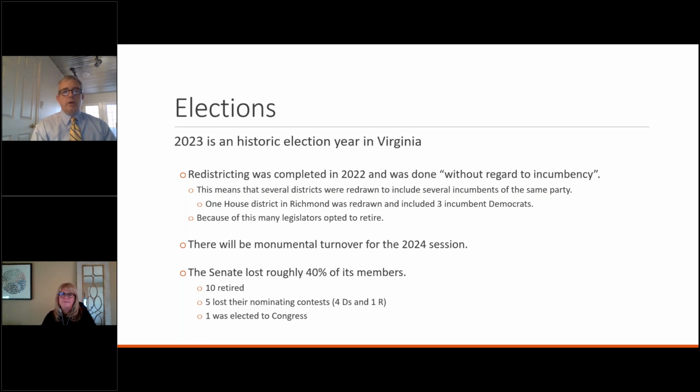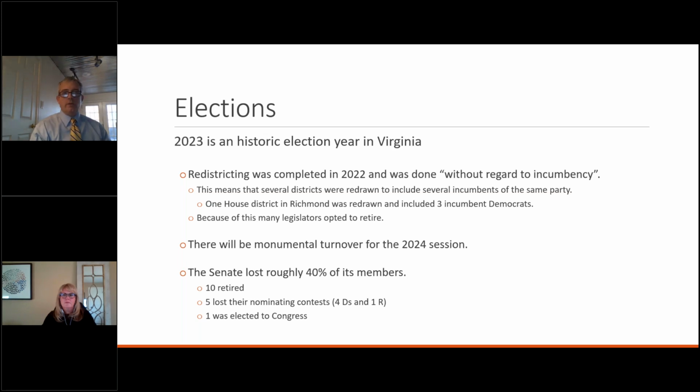All right, so we're going to switch over to talk about the elections that we just had on November 7th. It was a historic election year, and there are several reasons for that. In 2022, the General Assembly passed a nonpartisan redistricting law that was tasked with redistricting the Commonwealth's Senate seats, House of Delegates seats, and congressional districts without regard to incumbency. That actually caused a lot of problems because there were many instances where two sitting incumbent legislators of the same party were drawn into the same legislative district.